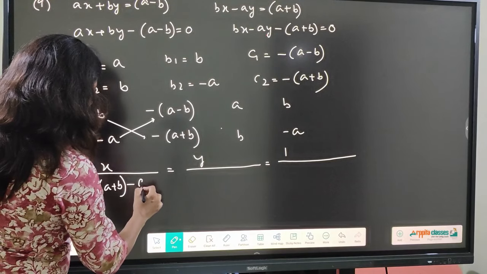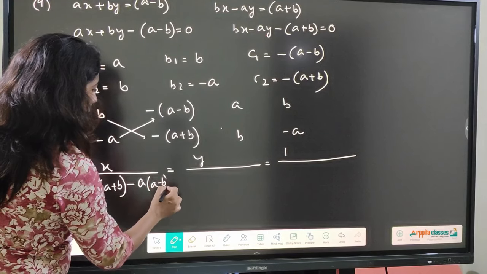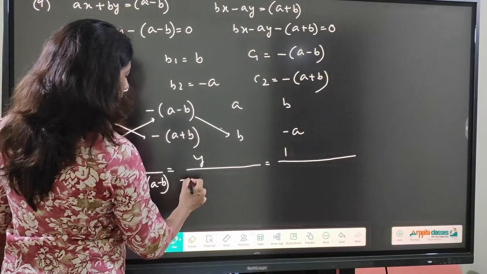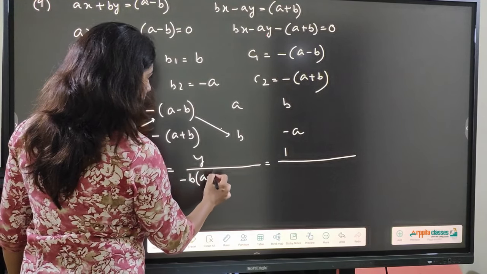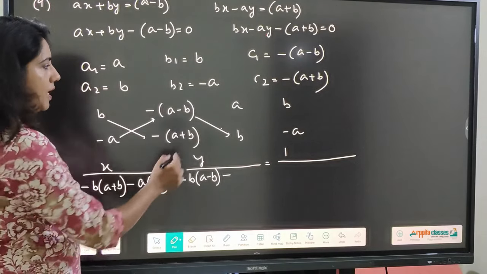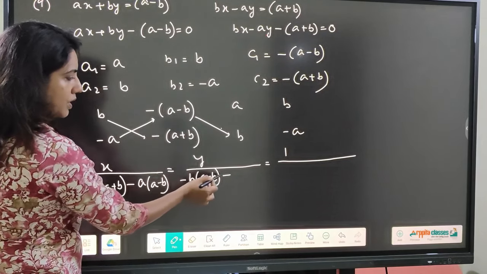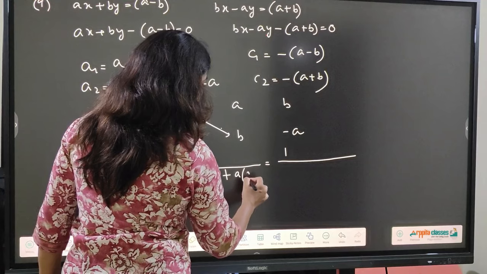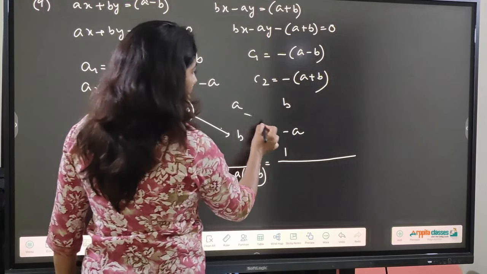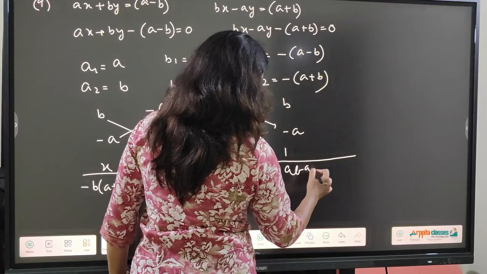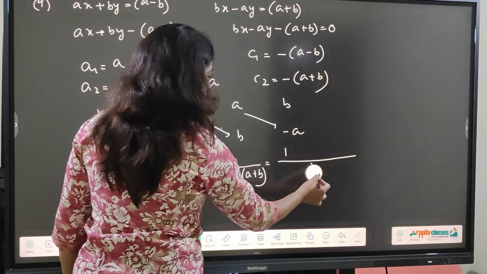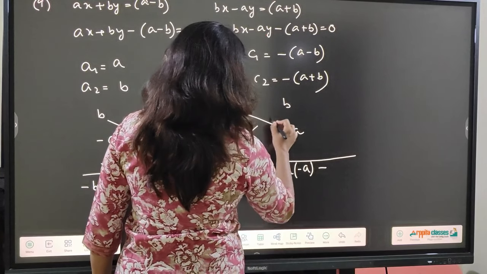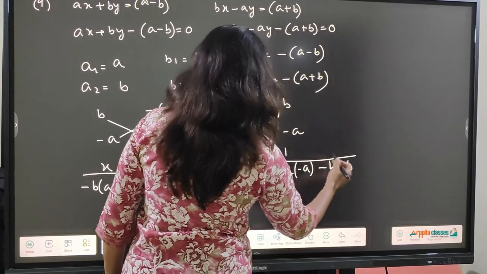So I am just writing the numbers a into a minus b. Now y into something, minus sign will come, b into a minus b. There is a minus sign in between, and these two again minus. So this minus and this minus will become plus. A into a plus b. Here it is a into minus a, a into minus a minus b into b.